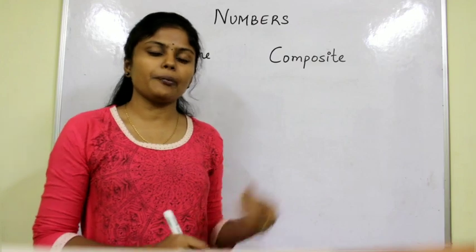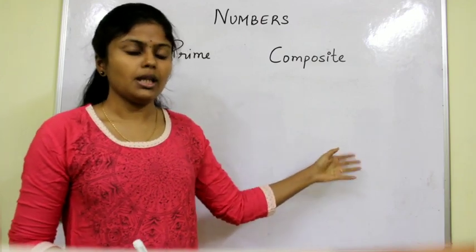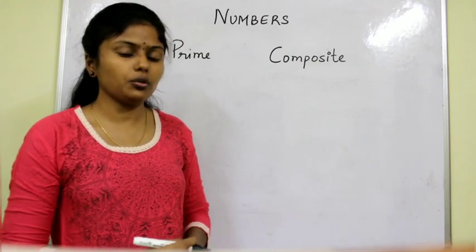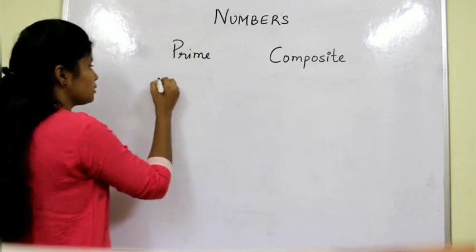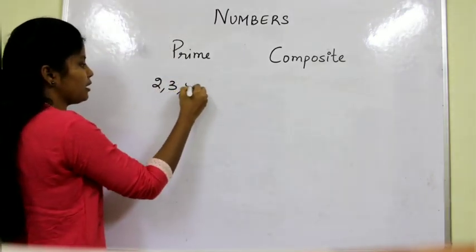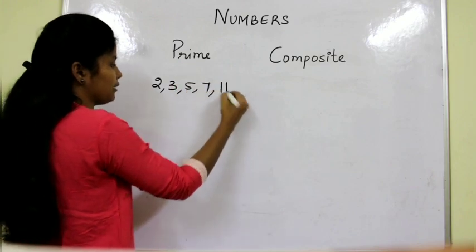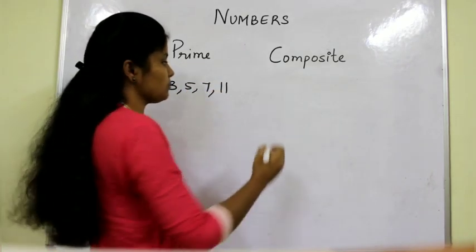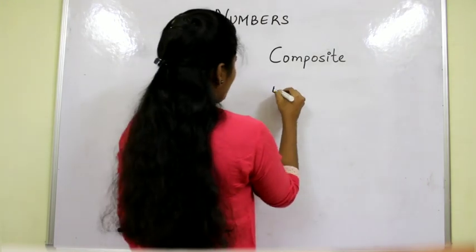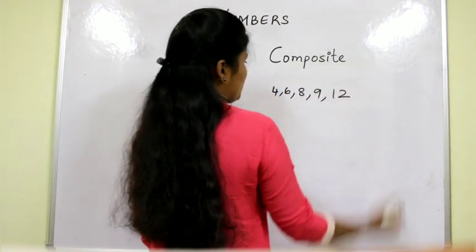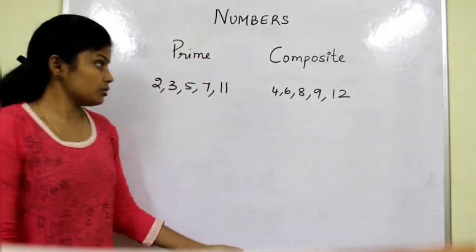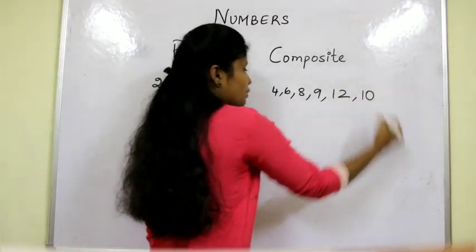Now the definition for prime number and composite number. Before the definition, let me just write down the first 5 prime numbers and first 5 composite numbers. 2, 3, 5, 7, 11. And the first 5 composite numbers are 4, 6, 8, 9 and 10.